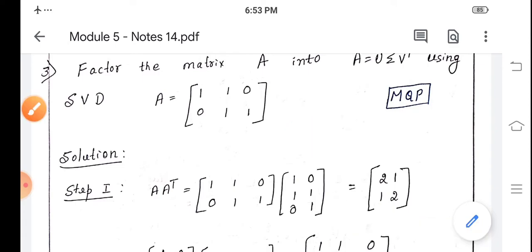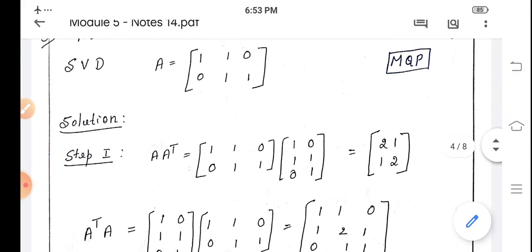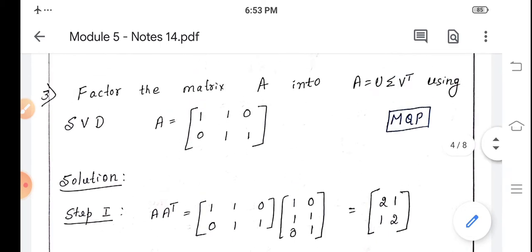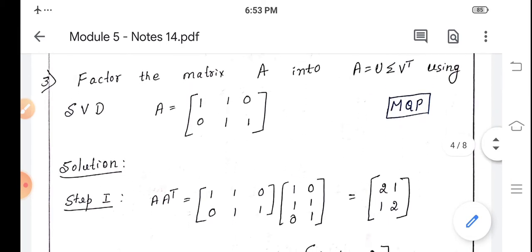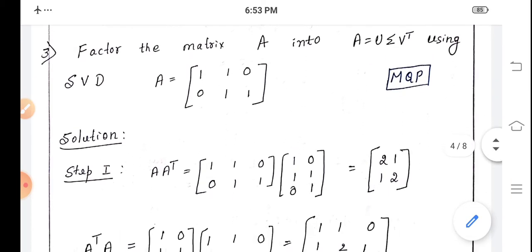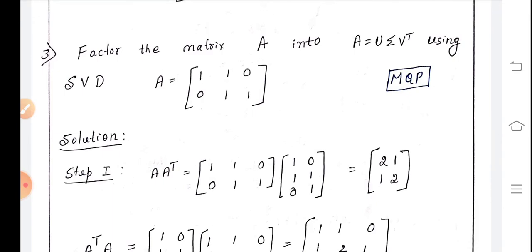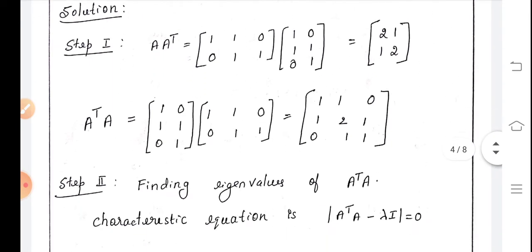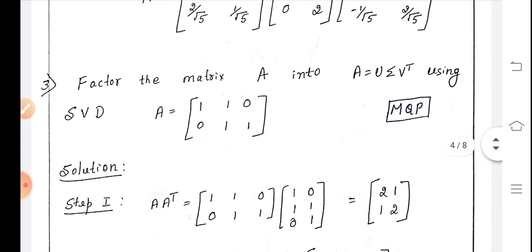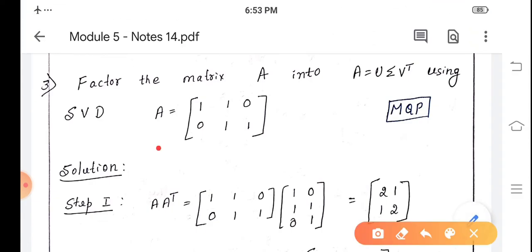So since it is of order 2 cross 3, the singular value decomposition A is equal to U sigma V transpose, where U is a left singular vector. So U is of order 2 cross 2, and V is of order 3 cross 3, and the order of sigma is the same as the order of the given matrix, that is sigma is of order 2 cross 3.